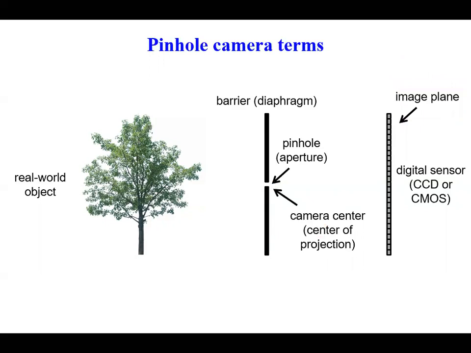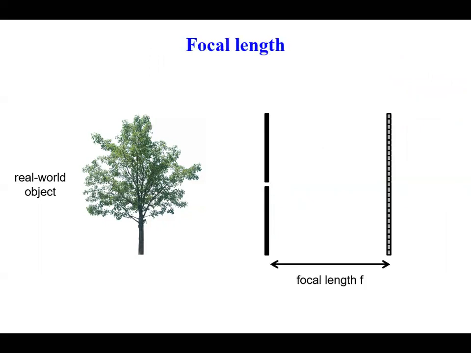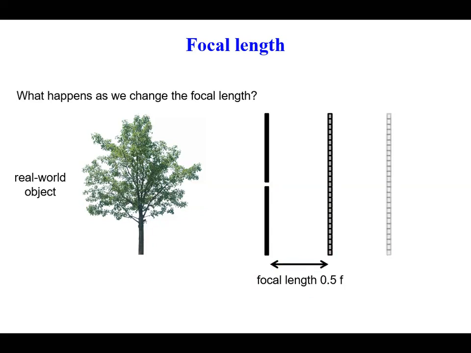Okay, so I have an image plane. I have my center of projection. I have also this called the focal length, F. This distance between my center of projection and my image plane is the focal length, F. What do you think will happen if I change this focal length to half F, to half its distance? What do you think the image will look like in that particular case?